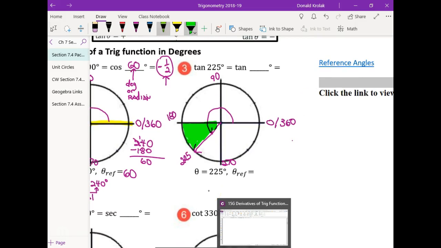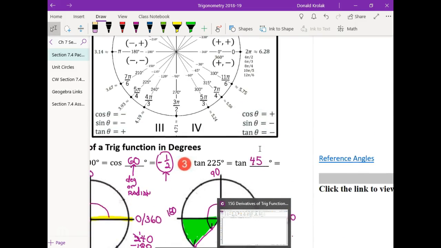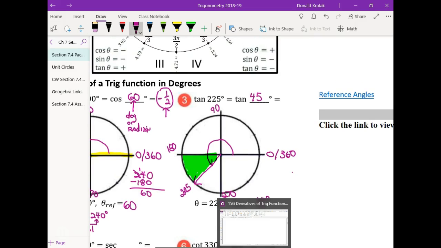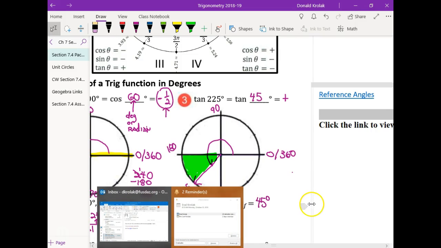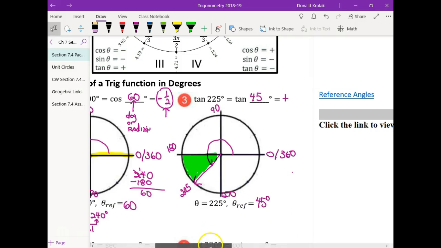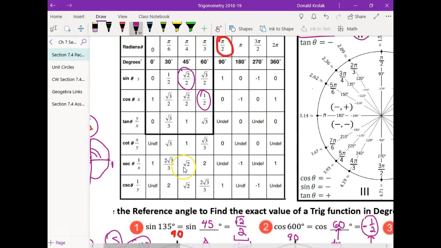So doing the tangent of 225 is the same as doing the tangent of 45. We just got to get the signs correct. All right, tangent in the third quadrant. Miguel, what is it? Positive or negative? Yep. So I know this is a positive value, and then I just go to my chart and I pull that value off. Tangent of 45 degrees is 1.